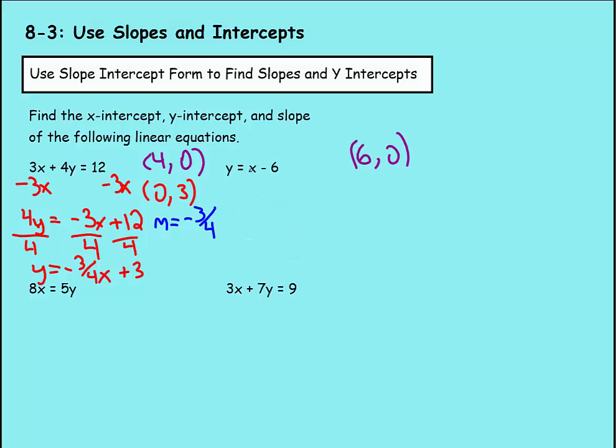Y-intercept. So y-intercept is when x equals 0. So y equals 0 for x minus 6. 0 minus 6 is -6.